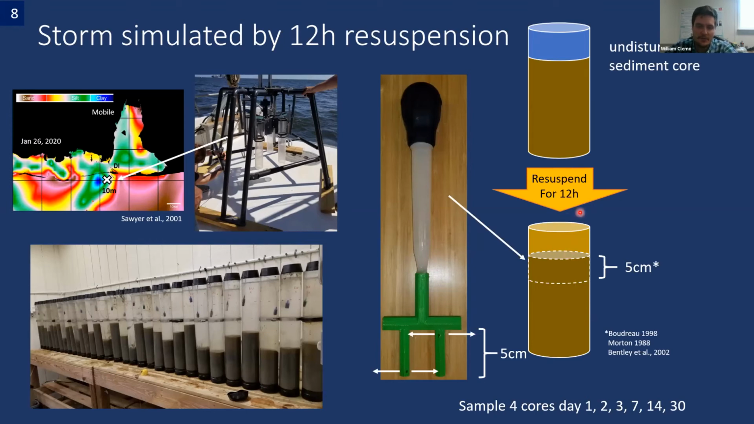And the time and depth were chosen because 12 hours is on the order of hurricane timescale passages over the coast. And the depth is half the global average biologically mixed layer and within range of hurricane mixing depths. So it would likely affect animals living near the surface more than larger animals that can burrow deeper and may survive and come back to affect these sediment properties. So we sampled 4 cores daily for the first 3 days and then weekly out to 1 month post-suspension.